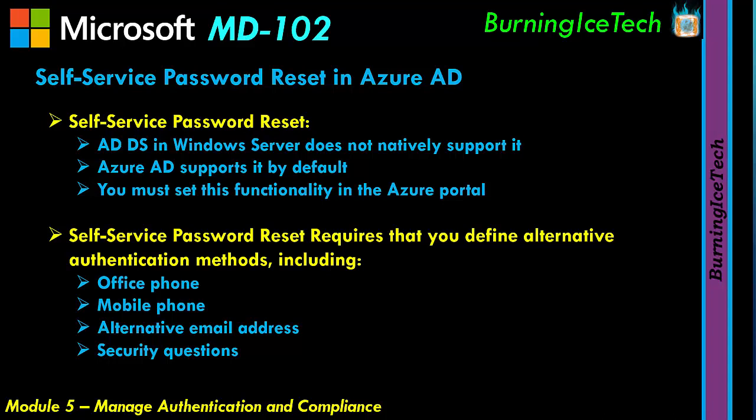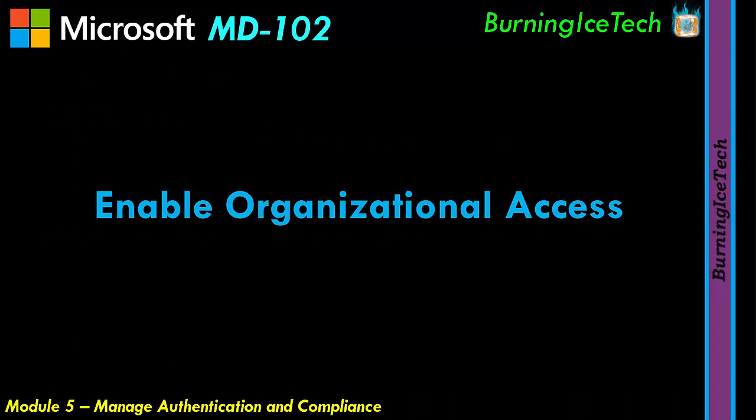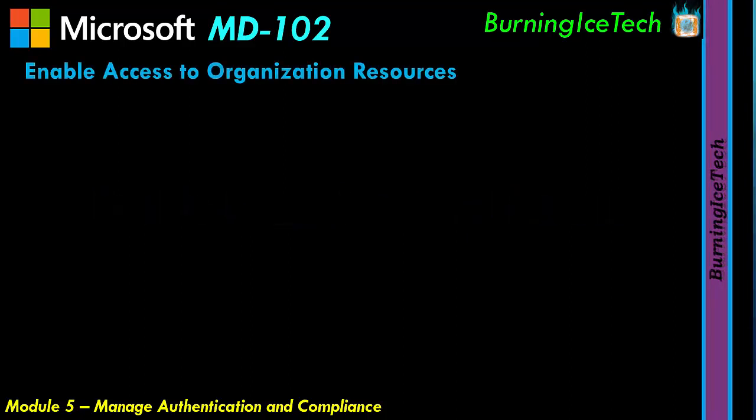Pretty straightforward, right? Alright, so that brings us to the end of the first main section in this module. Not too bad, is it? And we can move on to the second main section in this module, which is called Enable Organizational Access. The first thing we're going to be talking about in this section, folks, is enable access to organization resources.